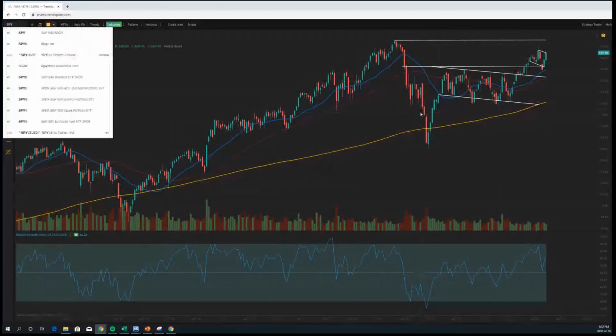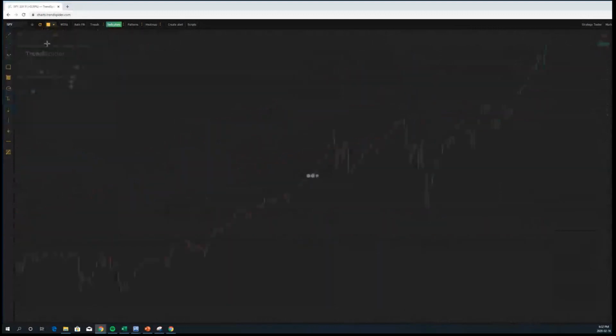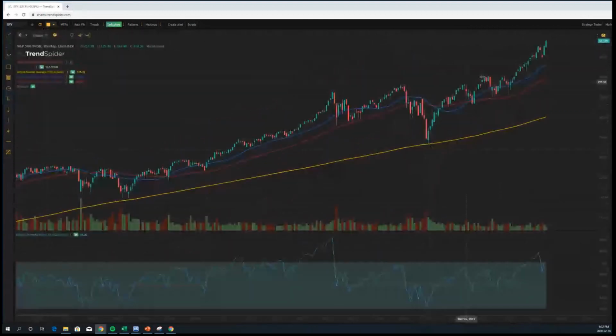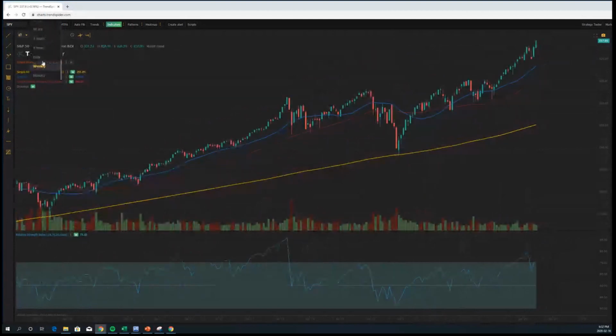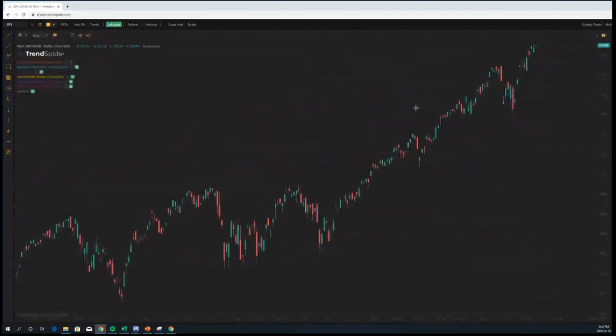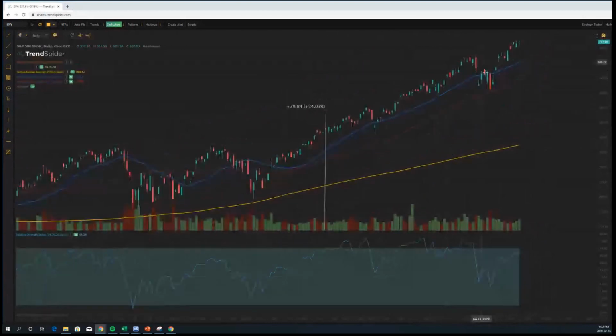Let's go to SPY. I base my performance in my account off of the SPY. We'll go to the daily chart here. Again, big dip from coronavirus here, but that didn't last long. Obviously, it's up 5% from there in 10 trading days.